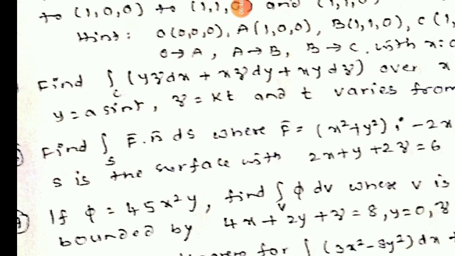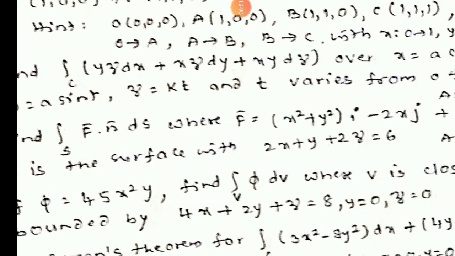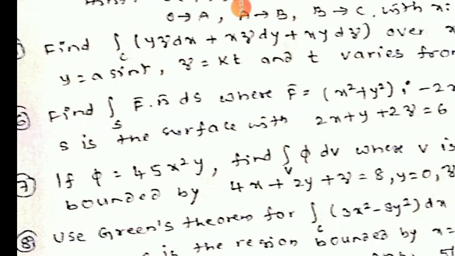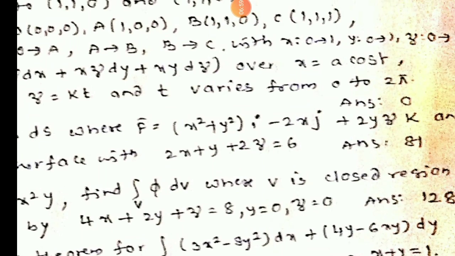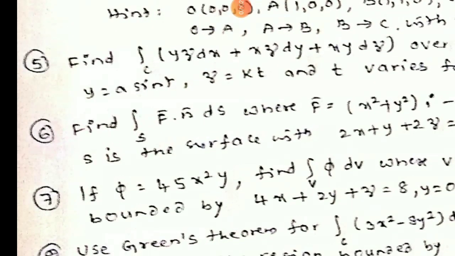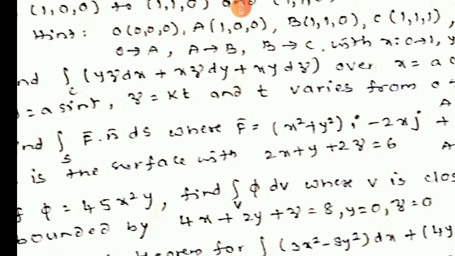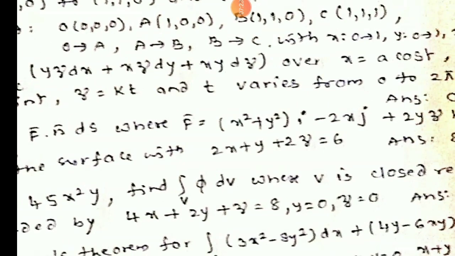Find integral over S of f bar dot n bar dS, asking for a surface integral, where f bar is given and S is the surface 2x plus y plus 2z equal to 6. As I told you in the video lectures, to find the surface integral, the first thing is to decide which plane you are taking, either the xy plane, yz plane or zx plane. Since there is no restriction, only the surface equation is given, you can choose any one of the planes. Better you select the xy plane first. In the xy plane, remember that z is equal to 0.